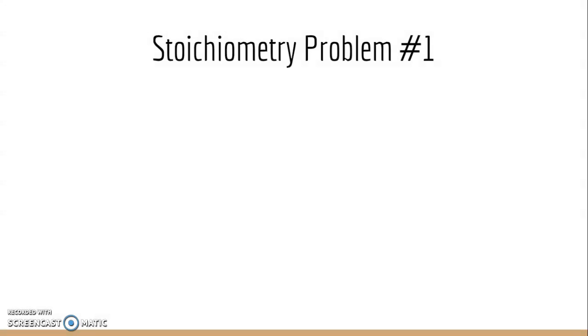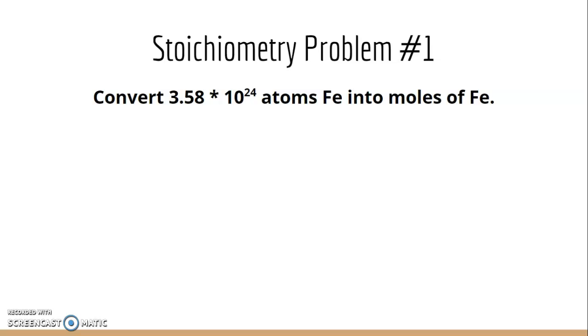So now let's take a look at a problem. We're going to start off fairly simple and build up to more challenging and longer problems. This first problem reads, convert 3.58 times 10 to the 24th atoms of Fe into moles of Fe. So let's think about this.